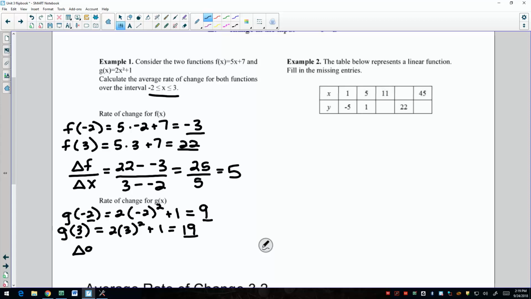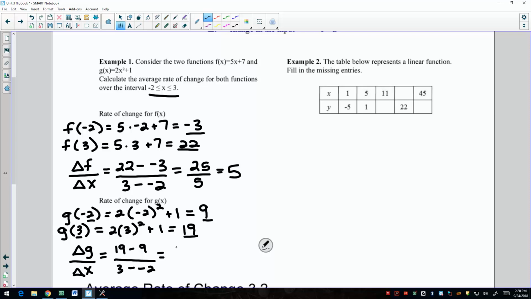So that's delta G over delta X. So that would be, and again, it doesn't matter who you do first. I usually just do the bigger positive number first. So that's 19 minus 9. And because I started with 19 as the output, I have to start with that output's input, which was 3, minus a -2. Be careful with those negatives. When the second number is negative, it's really a minus minus, which turns into a positive.